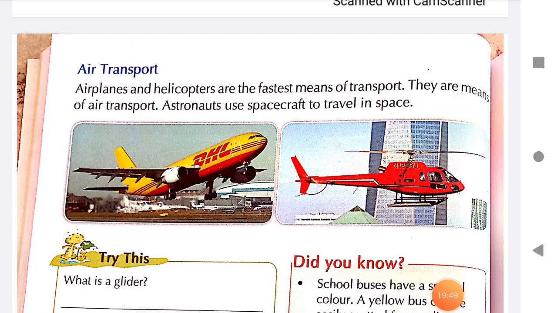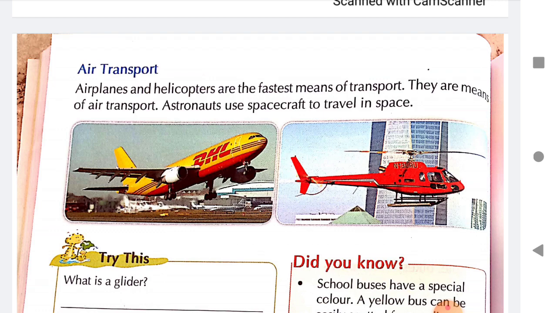Okay, now coming back to the lesson, air transport. We have discussed in detail about air transport. Air transport is the fastest means of transport. Astronauts use spacecraft to travel in space. For staying in space, people are specially trained. Everybody and anybody cannot go there. One has to be trained. So people who go to space are known as astronauts. They use spacecraft to travel in space.